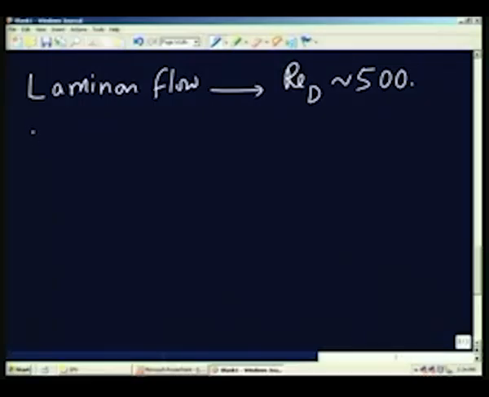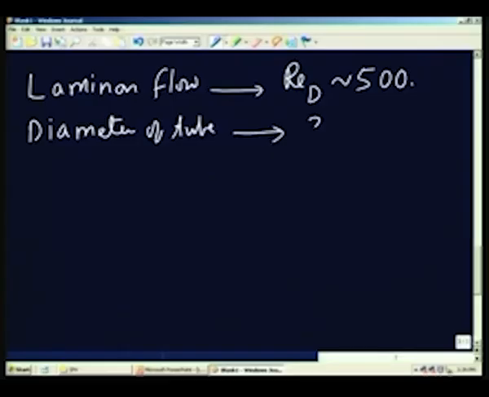And let me also take a diameter of the tube, which is the inner diameter of the tube, as a suitable value. In this case, I am going to take a 3 millimeter inner diameter tube. 3 millimeter is not a capillary in the strict sense of the term, but it is a small diameter tube. In fact, if you want, you can take even smaller tube. For example, with gases you may be able to take much smaller tubes to make the measurement.